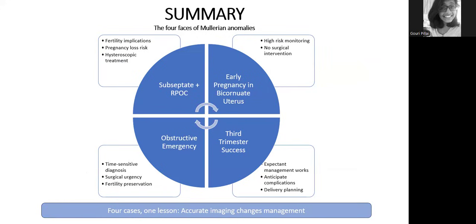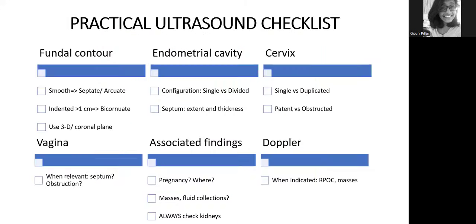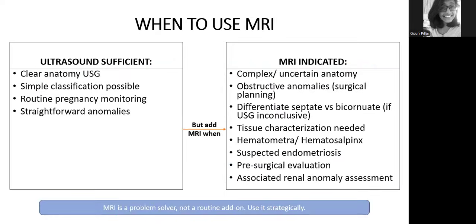Accurate imaging changes management. This is a practical ultrasound checklist which shows that we should assess the fundal contour, the endometrial cavity, the cervix, the vagina, the associated findings, and Doppler in all cases where we suspect a Mullerian anomaly. And we should always use MRI strategically when the ultrasound is inconclusive, especially for obstructive anomalies which require surgical planning, for tissue characterization, or when assessing hematometra and suspected endometriosis.